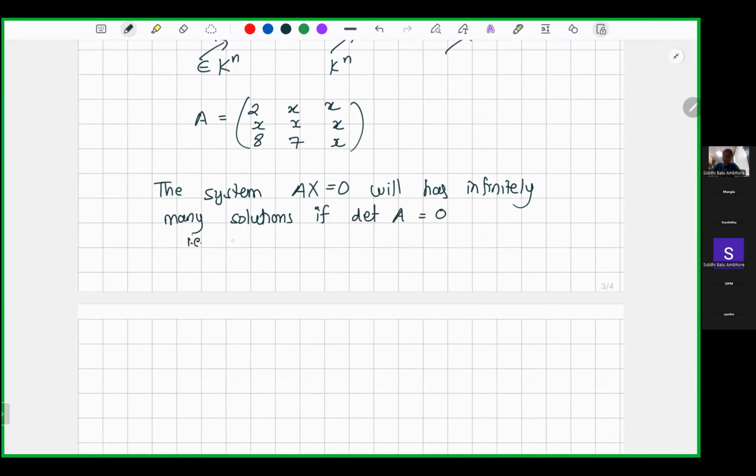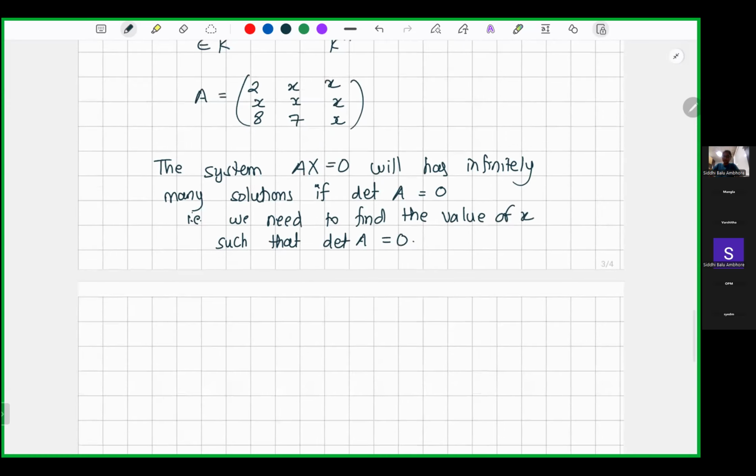That is, we need to find the value of x such that determinant of A becomes 0. Any doubt here what we are trying to do and why we have arrived at this condition here? Okay, so now I will just try to find determinant of this matrix.